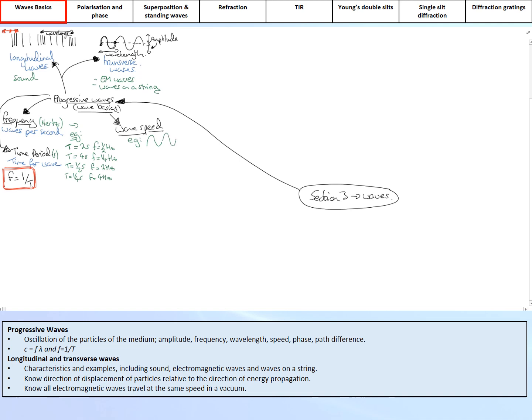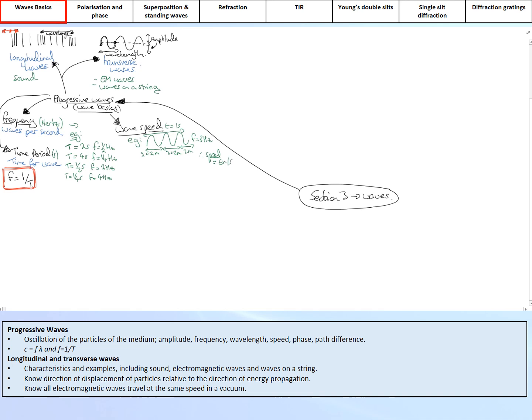1, 2, 3 waves every second. So that's going to be 1 second's worth of time. And let's suppose that each wave was 2 meters long. Then the total number of meters it goes past in that 1 second is 6. 2, 4, 6. So 3 lots of 2. So therefore, speed is 6 meters every second.